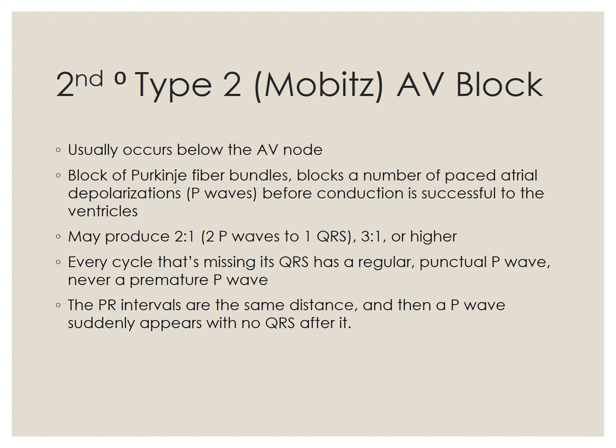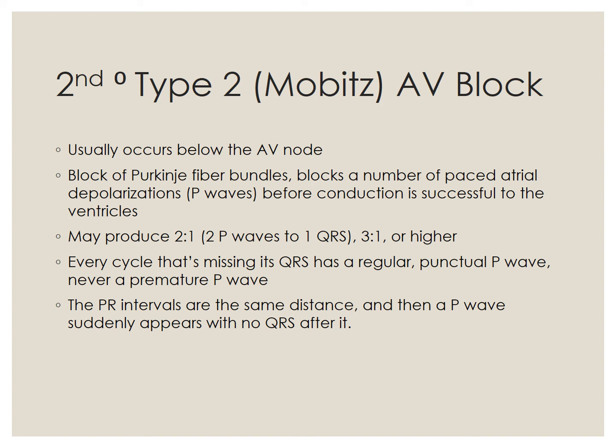It can have block of Purkinje fiber bundles, and it blocks a number of paced atrial depolarizations, which are your P waves, before conduction is successful to the ventricles. It may produce a 2-to-1 or 3-to-1 or higher. What does that mean? You'll see 2 P waves to every 1 QRS or 3 P waves to 1 QRS. So you'll hear 2-to-1 or 3-to-1.